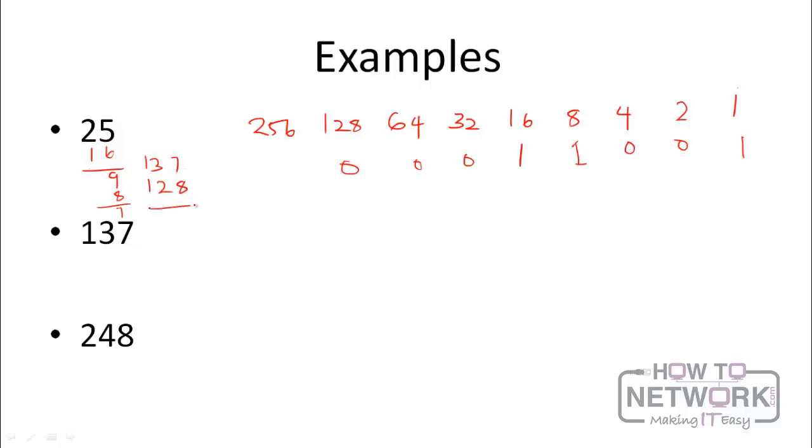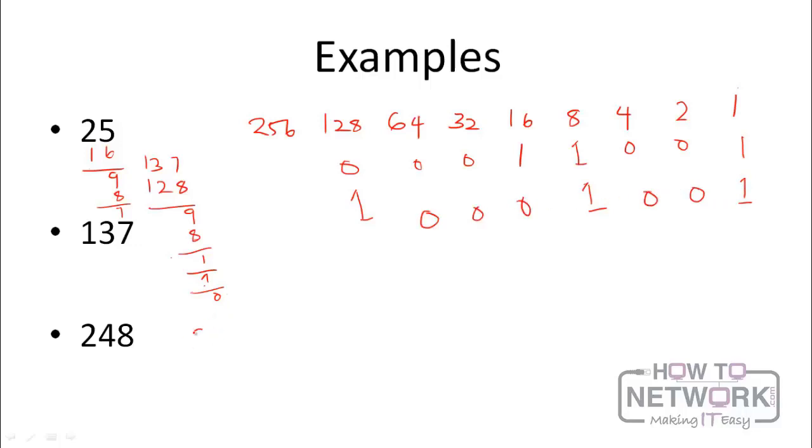What's the highest place we can see? And that's 128. And what's 137 minus 128? That's 9. So 128 would get a 1. The next place value would be 8, and we get 1. So the next place value would be 1. You get 0. So we put a 1 for 8, a 1 for 1. So the rest of it would be 0.